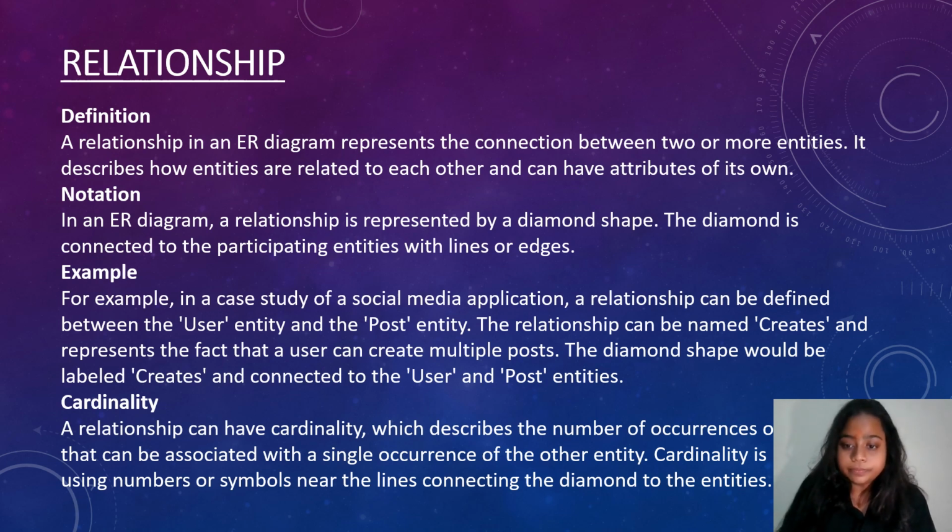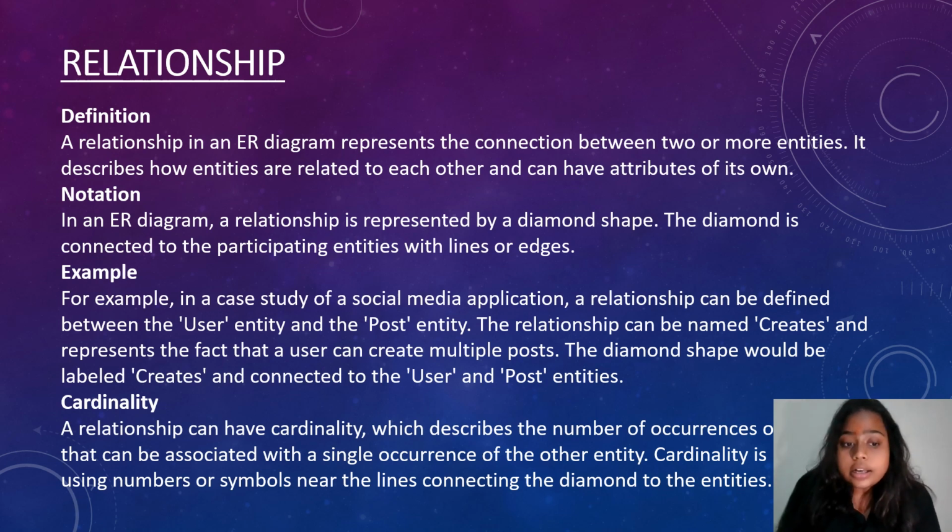So proceeding, we came to know that a relationship can be defined between the user entity and the post entity. The relationship can be named creates and represents the fact that a user can create multiple posts. The diamond shape would be labeled creates and connected to the user and post entities.